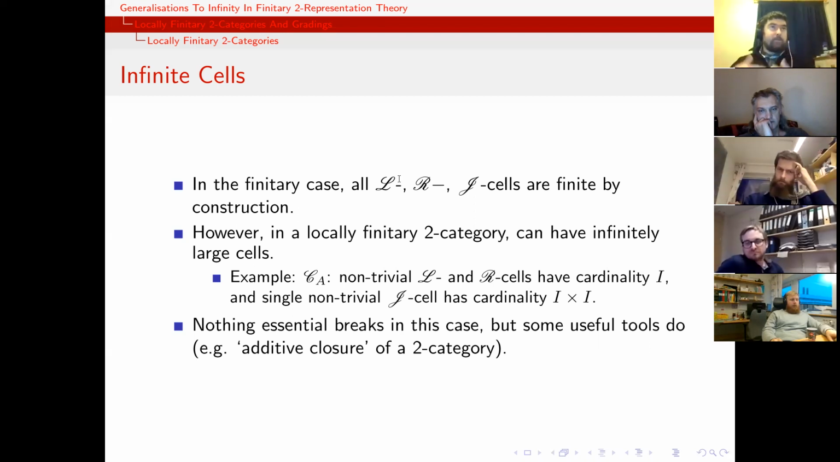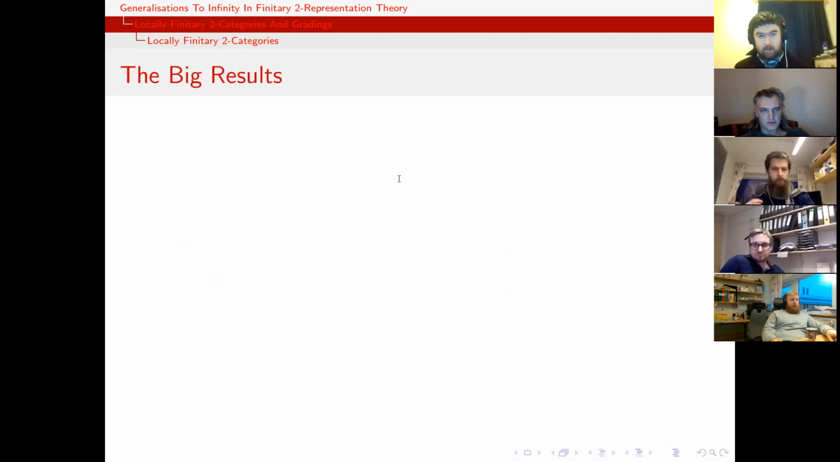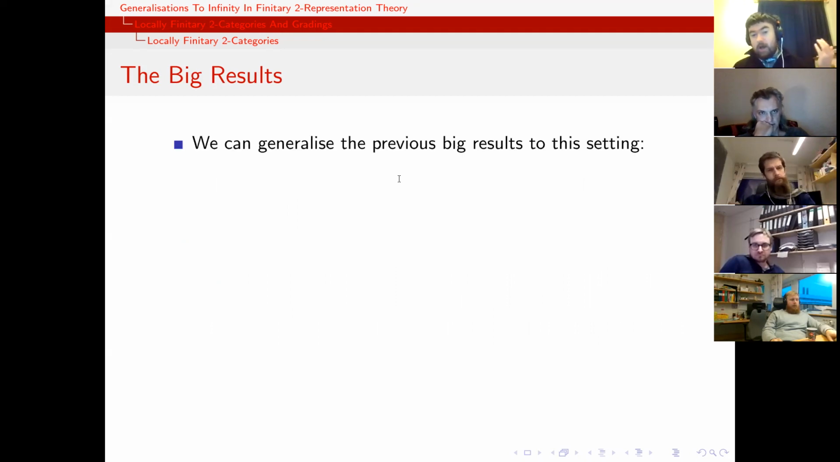However, generally, when you have direct sums, it only makes sense to talk about finite direct sums, so sums of finitely many summands. In this case, for the locally finitary setting, if you've got an infinitely large 2-sided cell, you can't take the direct sum of all the 1 morphisms in it because there are infinitely many. So if you have a proof that relies on taking the direct sum in the finitary case, you have to do a lot of work to work out precisely which 1 morphisms it's talking about, and then justify how you can restrict down to just talking about those. But as I said, it's still a reasonably straightforward generalization. So we can generalize the previous big results from the first half to this setting.